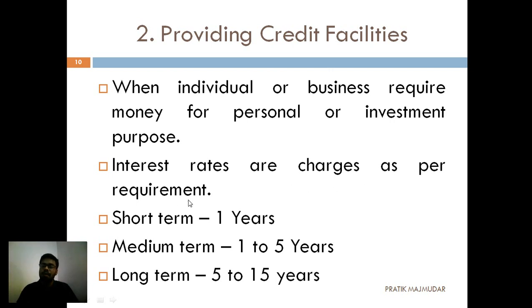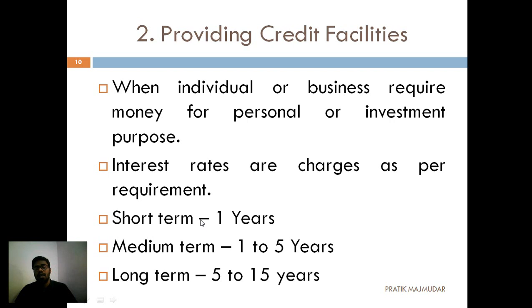For example, if you are taking a loan for a home, the rate of interest will be 8% or 10%. If you are taking a loan for two-wheelers, it is 13% to 17%. If the loan is taken for personal purposes, personal loans, then it might be 18% to 24%.